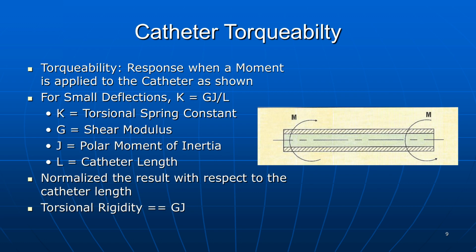Torqueability is defined as the catheter response when a moment or torque is applied to the catheter as shown about the catheter longitudinal axis. For small deflections, the spring constant is defined per the equation shown. K is defined as the torsional spring constant. G is defined as the shear modulus. J is defined as the polar moment of inertia. L is defined as the catheter length. We normalize this result with respect to catheter length by setting the catheter length exactly equal to the value of 1. We define the term torsional rigidity by setting it equal to the product of shear modulus, G, times the polar moment of inertia, J.